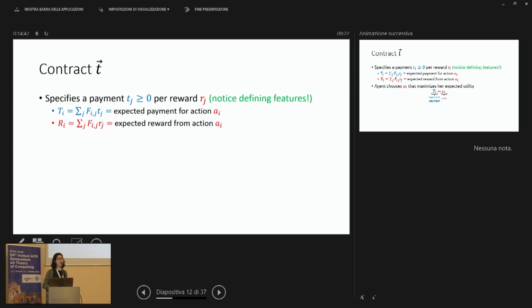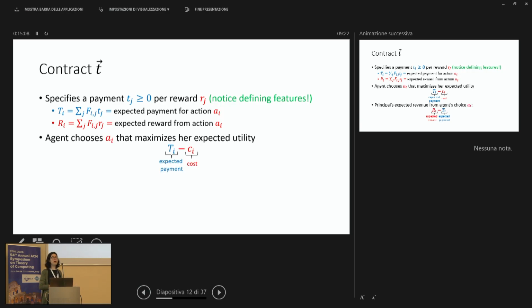Okay, we already mentioned the notation of capital Ri. This is the expected reward. Just like that, we have also expected transfer. That is, if the agent takes action AI, according to the contract, what is the expected payment from principal to agent for this action? So now we have everything we need to analyze incentives.